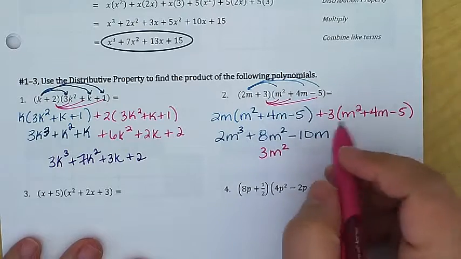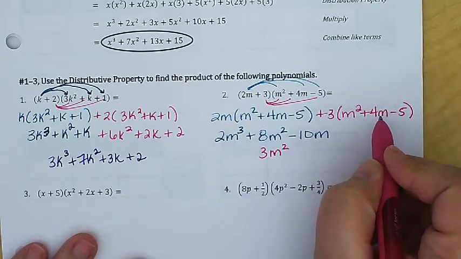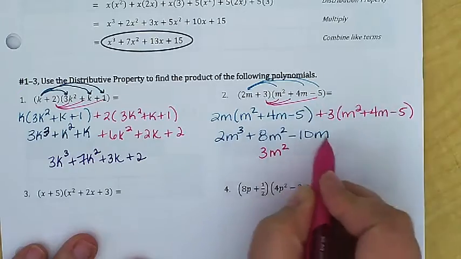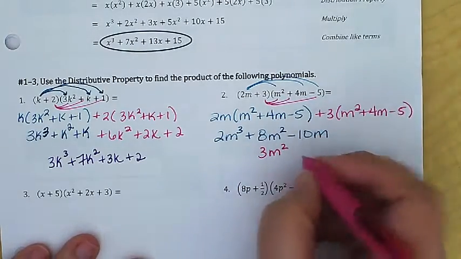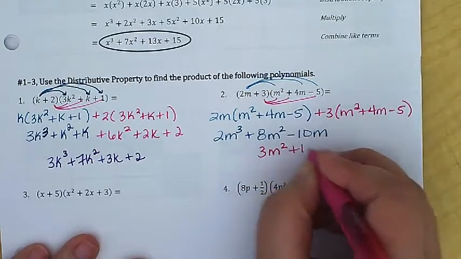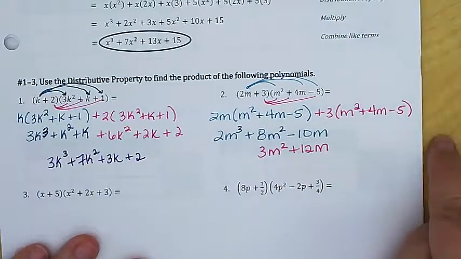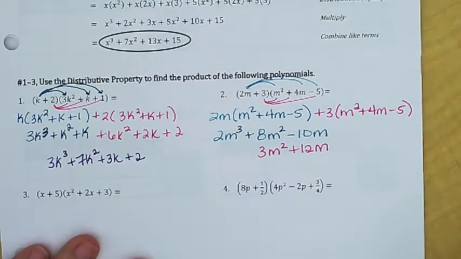When I do my next product, 3 times 4m, well, 3 times 4m is 12m. That's an m term, so I'm going to line it up right underneath my other m term. So I'm going to have positive 12m. Instead of continuing to write them on the same line, I'm just putting it underneath, because I know in a moment I'm going to want to combine them anyway. This just makes it easier for me to organize.